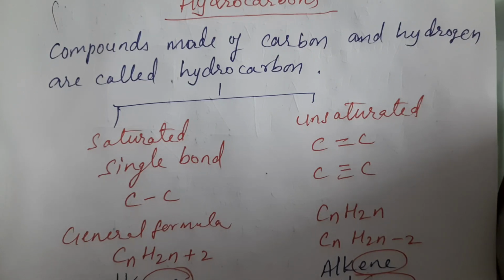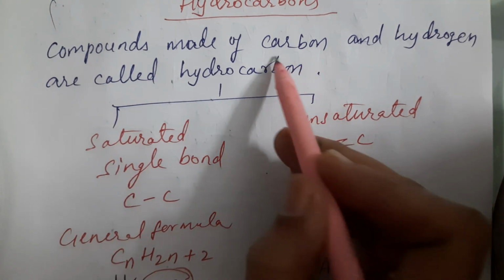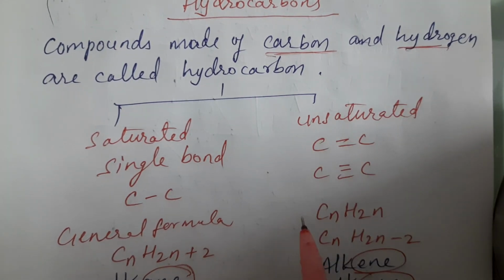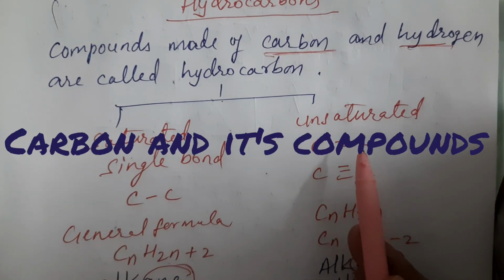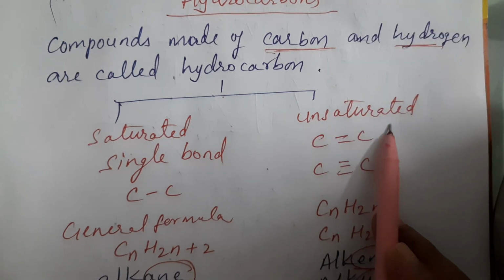Today let's start with hydrocarbons, carbon and its compounds of standard 10th. So why do we call them hydrocarbons? As the compounds are made up of carbon and hydrogen, we call them hydrocarbons. Now hydrocarbons are of two categories: saturated hydrocarbons and unsaturated hydrocarbons.